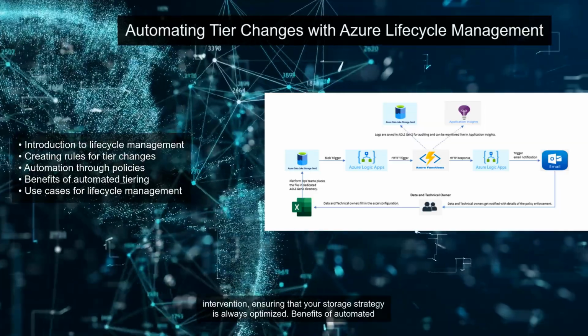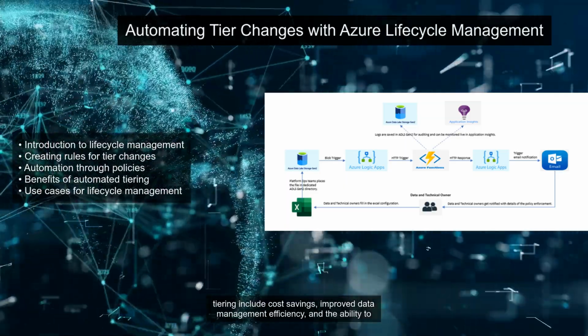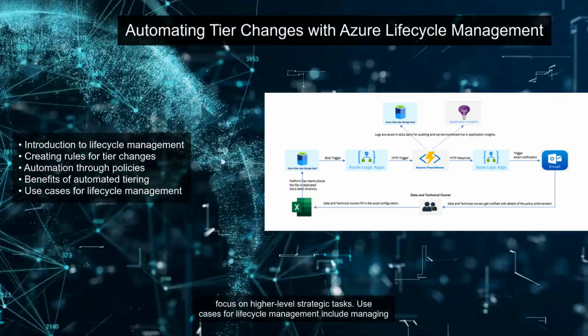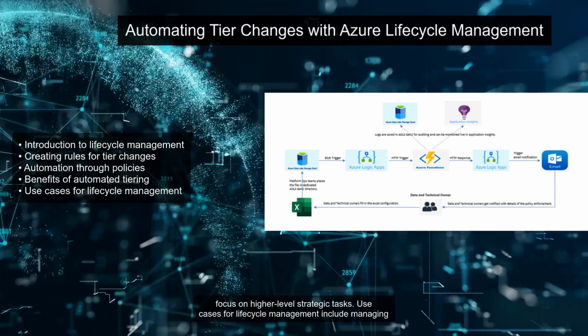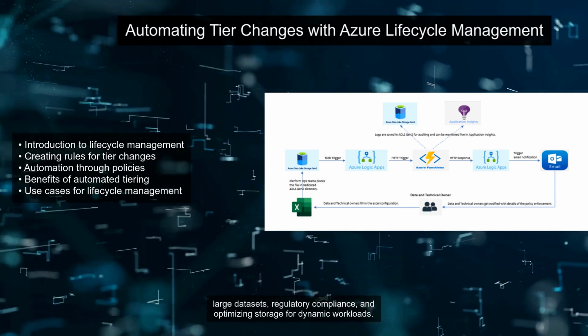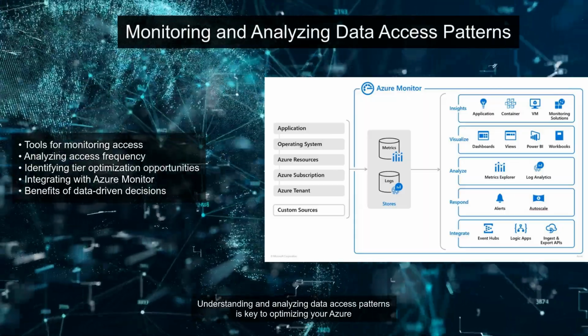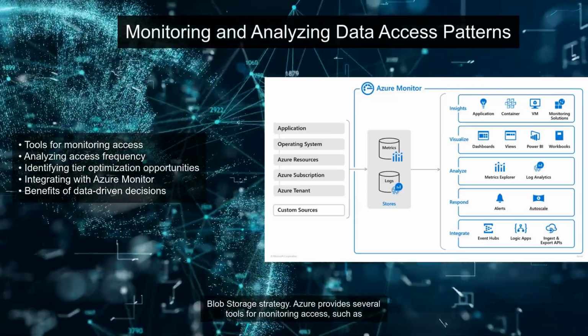Benefits of automated tiering include cost savings, improved data management efficiency, and the ability to focus on higher-level strategic tasks. Use cases for lifecycle management include managing large datasets, regulatory compliance, and optimizing storage for dynamic workloads. Understanding and analyzing data access patterns is key to optimizing your Azure Blob Storage strategy.